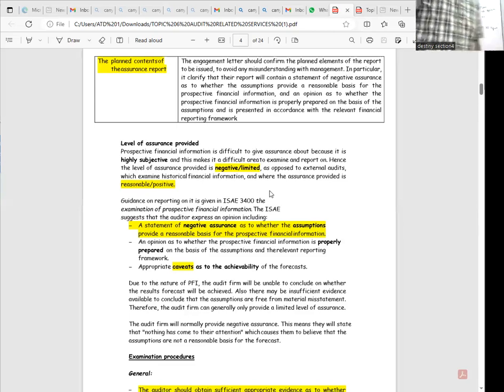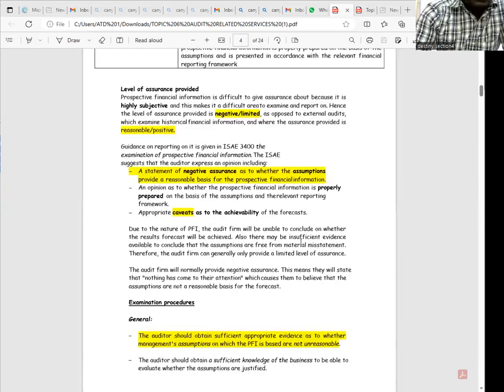Due to the nature of the PFI, the audit firm will be unable to conclude on whether the results forecast will be achieved. Also, there may be insufficient evidence available to conclude that the assumptions are free from material misstatements. Therefore, the audit firm can generally only provide a limited level of assurance. The audit firm will normally provide negative assurance. This means they will state that nothing has come to their attention which causes them to believe that the assumptions are not a reasonable basis for the forecast.